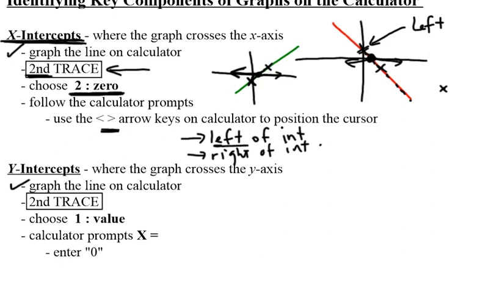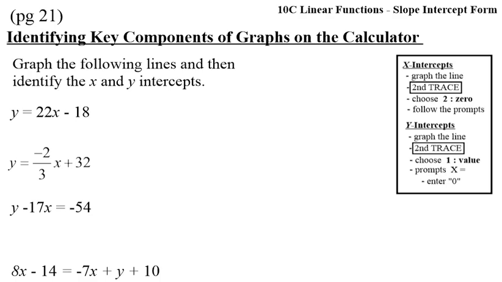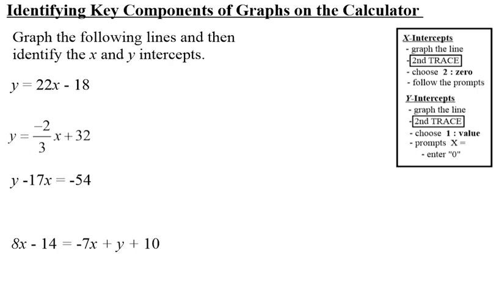For y-intercepts, you're going to graph the line, second trace, but then you choose number 1, the value. This says, what do you want to use for x? Well, if we want the y-intercept, we want x to be 0. So have this sheet in front of you, and let's take a look at a few more questions. This time, we are going to get the x and y intercepts of the fourth one down, y equals 22x minus 18.